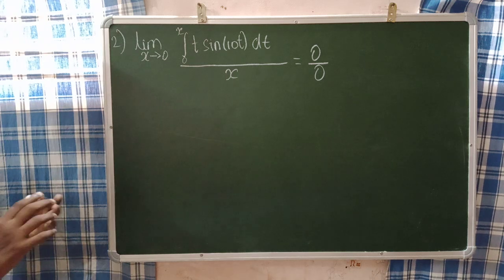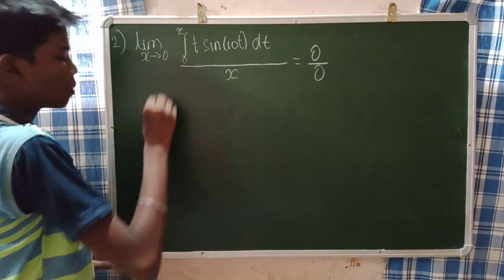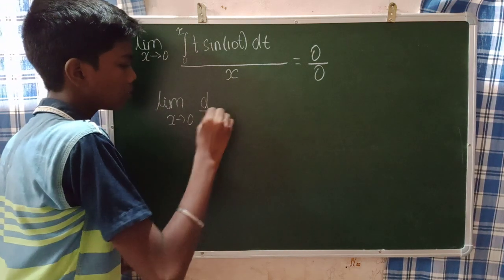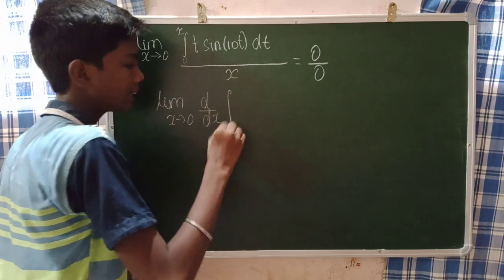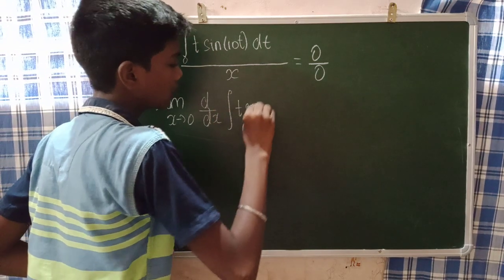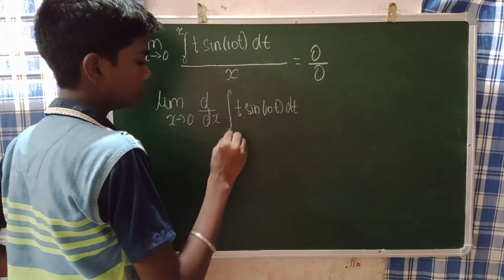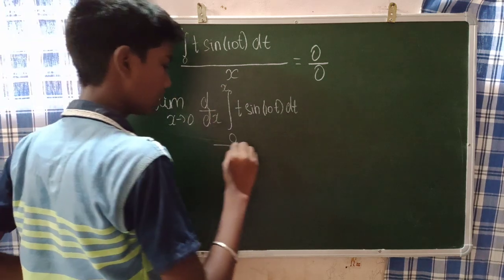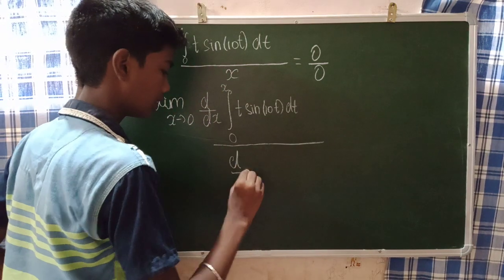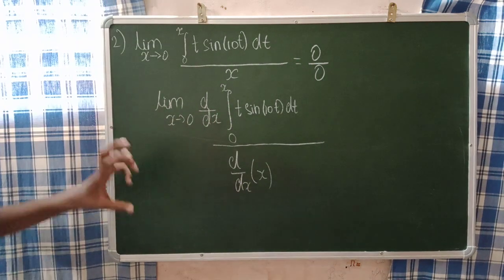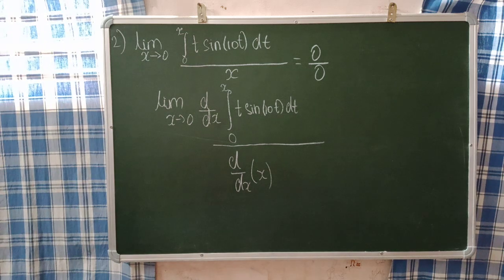Now, when I differentiate like that, what you will get is the limit of x tends to 0, and differentiating the numerator, we get d by dx of the integral of t sin 10t dt from 0 to x. Then differentiate the denominator, d by dx of x. You can differentiate the denominator very easily, because d by dx of x is 1. Nothing problem in that.